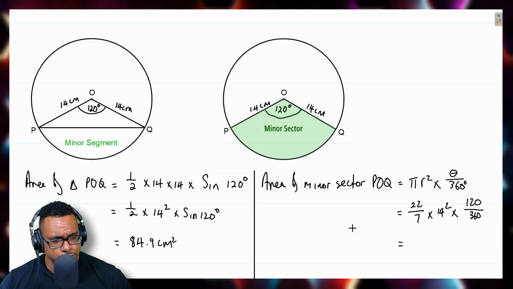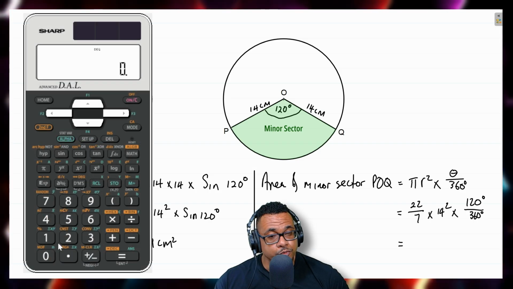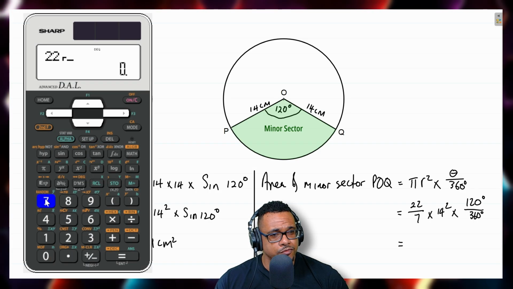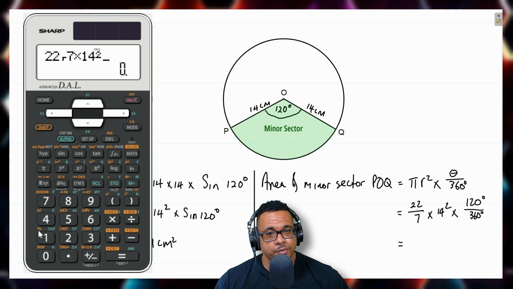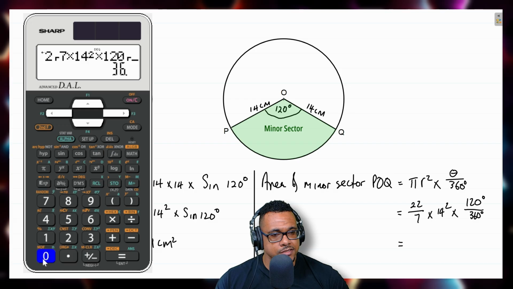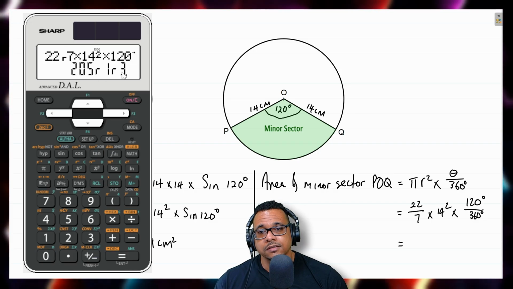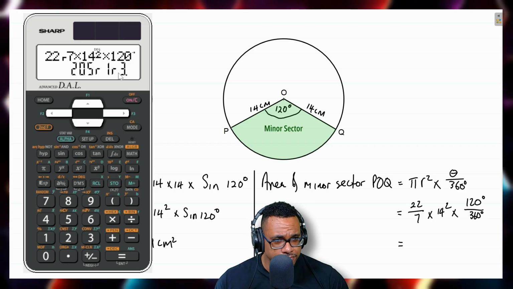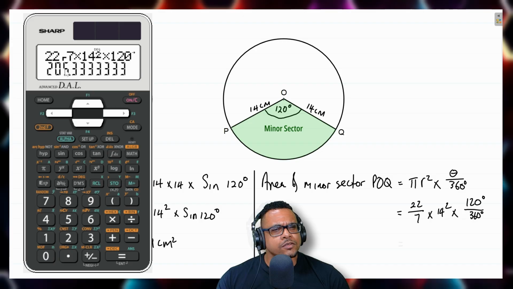And I'll use the calculator to work out that. So this is 120 degrees over 360 degrees. So for 22 over 7, I put 22, use the fraction button, over 7, multiply by 14 squared, press the x squared button to square it, multiply by 120 over 360, so 120, use the fraction button, over 360, press equal, and we get 205 and 1/3. Now, seeing that the area of the triangle was in decimal form, I'll convert this to decimal. So let's press the fraction button once more. So we have 205.3, and the 3 is recurring.